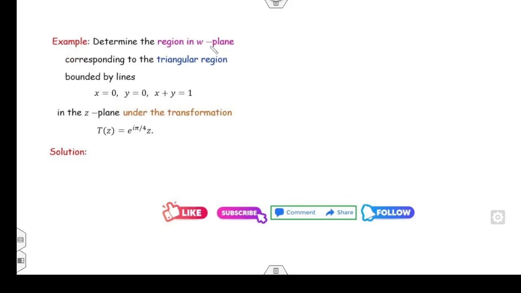Look at the second example. Determine the region in the W plane corresponding to the triangular region bounded by the equations in the Z plane. So can you draw the graph in the Z plane? What is given to you? This is my X, this is my Y. Now X is equal to 0, this is the line of X equals 0. This is the line of Y is equal to 0. X plus Y is equal to 1. The region is bounded by these three equations, and that is the graph in the Z plane.